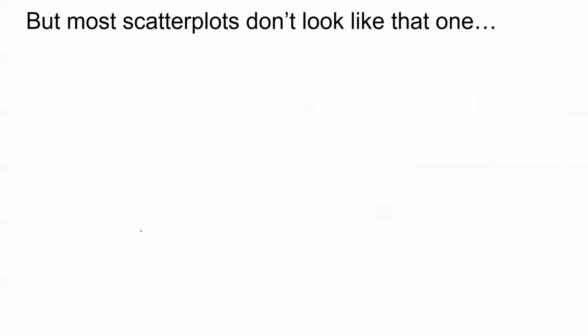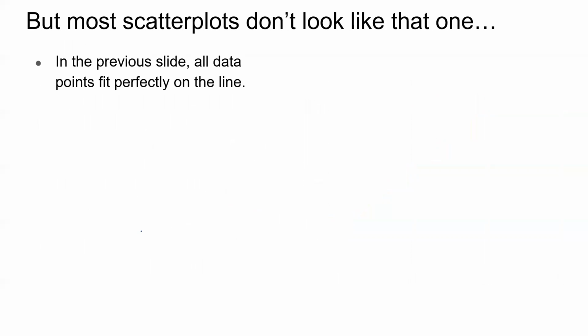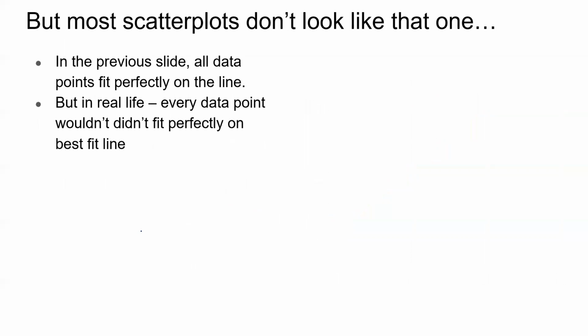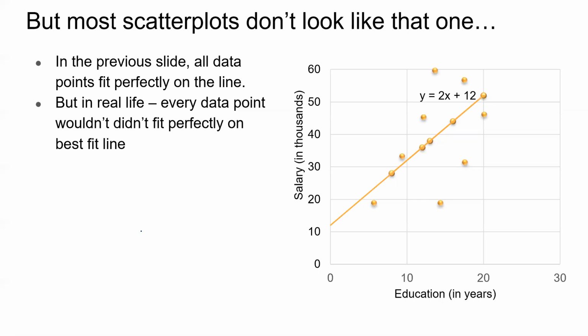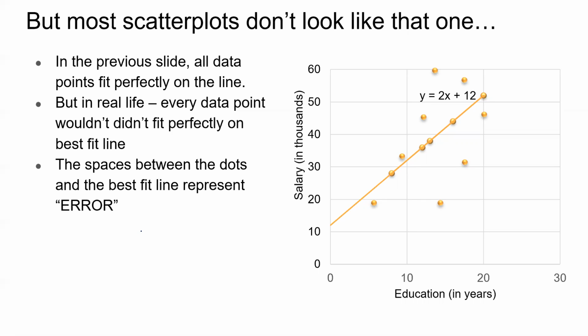So most scatter plots don't look like that one. In the previous slide, all the data points fit perfectly on the line, but that's not what really happens. In real life, every data point wouldn't fit perfectly on the best fit line. Maybe it would look like this. There would be error. And the spaces between the dots and this best fit line, so the spaces between here and here and here and here and here and here, those represent error.